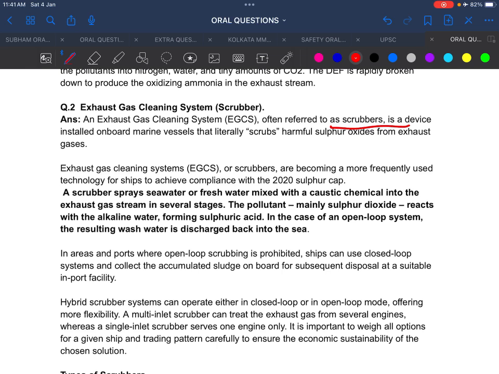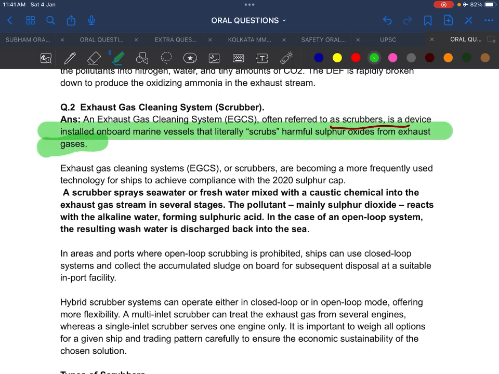The exhaust gas cleaning system is basically referred to as a scrubber system also, a device installed on board marine vessels that literally scrubs out harmful sulfur oxides from the exhaust gases. So what is SOx? SOx is sulfur oxide. In this scrubber system we reduce the harmful sulfur oxide into a harmless product, and after that we eject it to the environment. We just exhaust it into the environment, so it is not that much harmful.